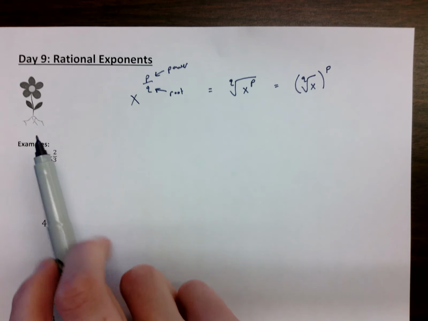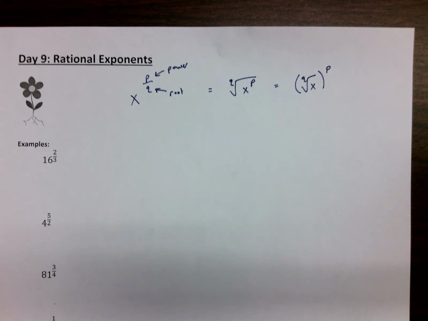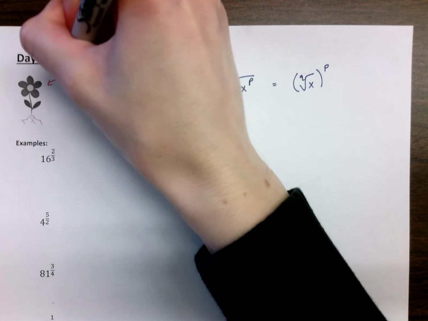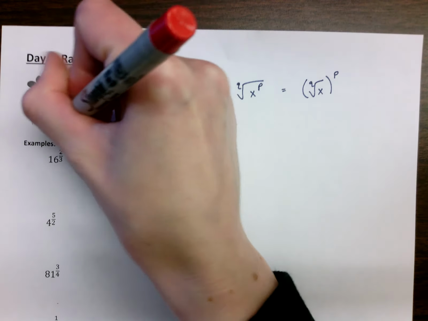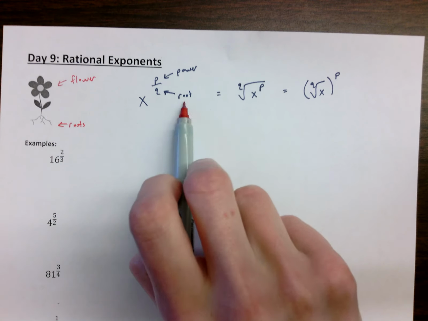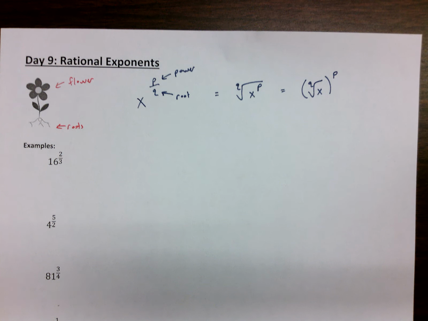And you'll notice that there's a lovely drawing over here of a flower, because this helps me remember what order they go in. In this lovely little picture, the flower is on top and the roots are down at the bottom. And it helps me remember that the power goes over the roots in my rational exponent fraction. So power over root, just like flowers grow over their roots. Okay, so let's take a look at some examples.